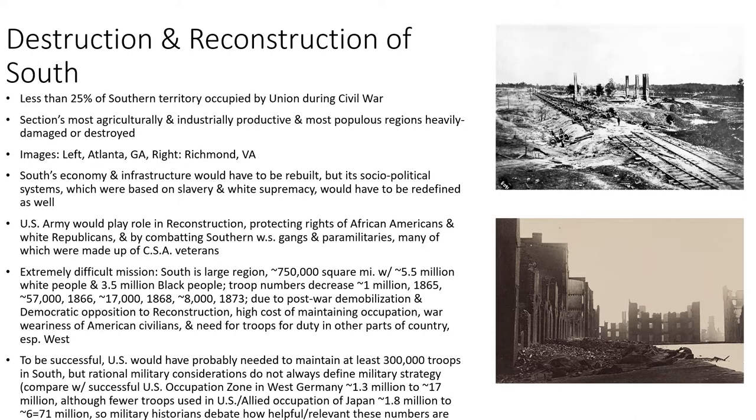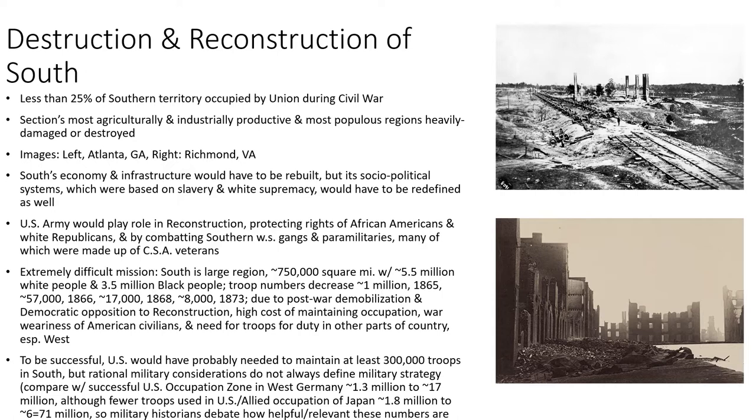But remember, in military history, rational military considerations do not always impact and create military policy. Oftentimes, there are domestic considerations by the civilian populace, war weariness, concern about the high cost. In the case of Democrats, for example, there was an opposition to the mission of the U.S. military, an opposition to Reconstruction. All of these things kept the United States from having the kind of troops needed to occupy the South, and I would argue successfully complete Reconstruction.